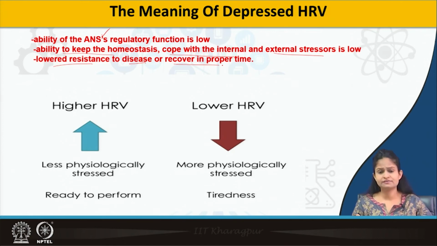So, higher HRV and lower HRV mean this: in case of higher HRV, the person, as I told you, is physiologically less stressed. That means there is good cardiac adaptability to stresses. But in case of lower HRV, the person is physiologically more stressed. That means his autonomic nervous system is very tired to react to the challenges.